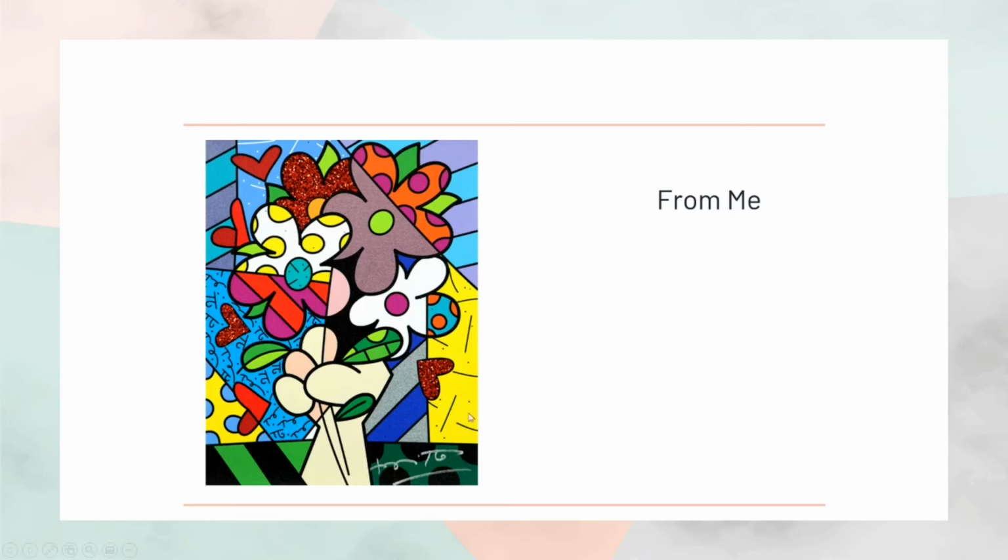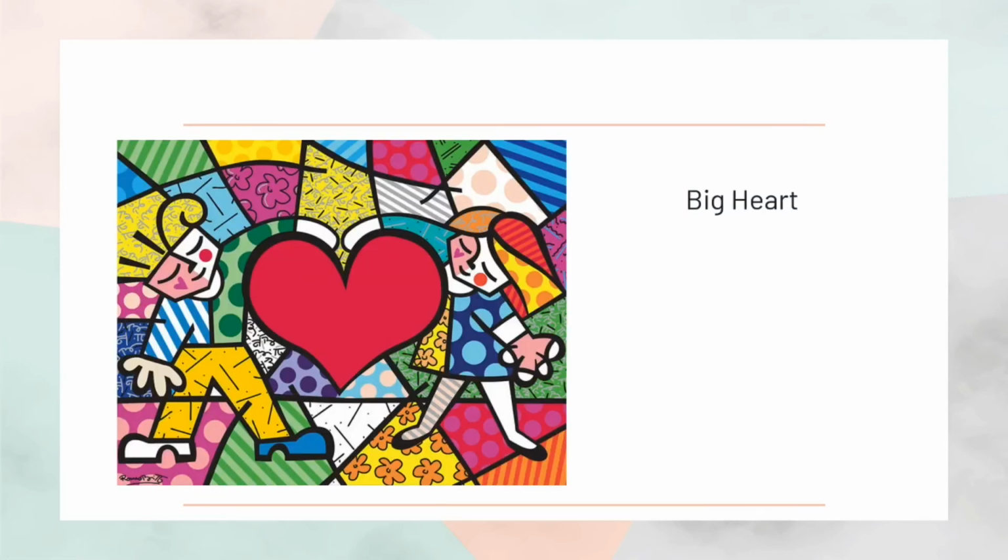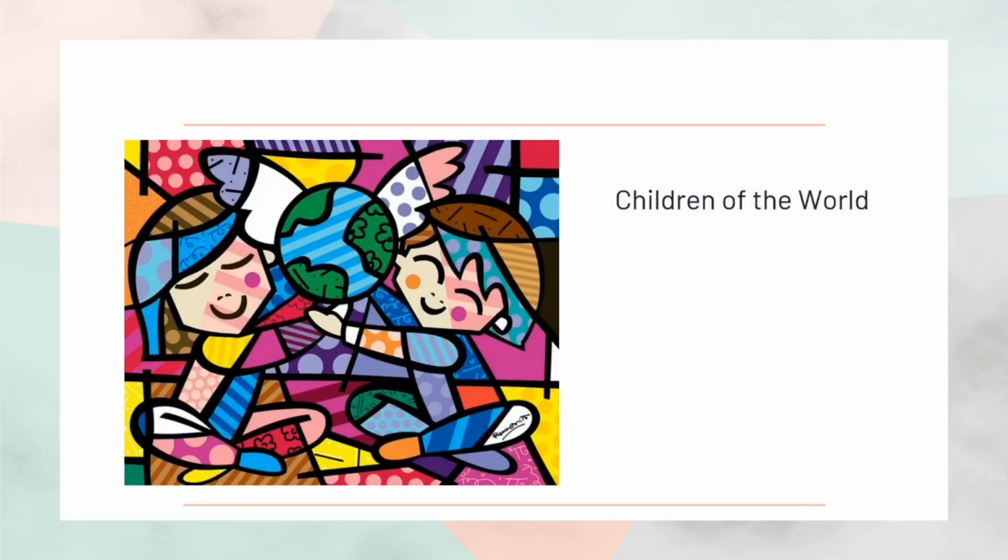I mean, look, you've got a hand holding flowers. And he's divided these flowers and some things up. But again, these are easy patterns. I know you guys can do things like this. We've got an artwork titled Big Heart. It's 2 people reaching across to hold hands across a heart. And then we've got Children of the World. 2 kids sitting holding the earth. This is the kind of bright colors and easy drawings that I want you guys to start thinking about.